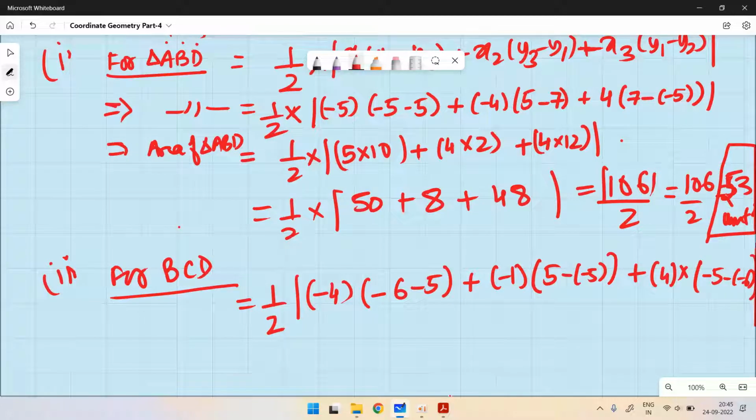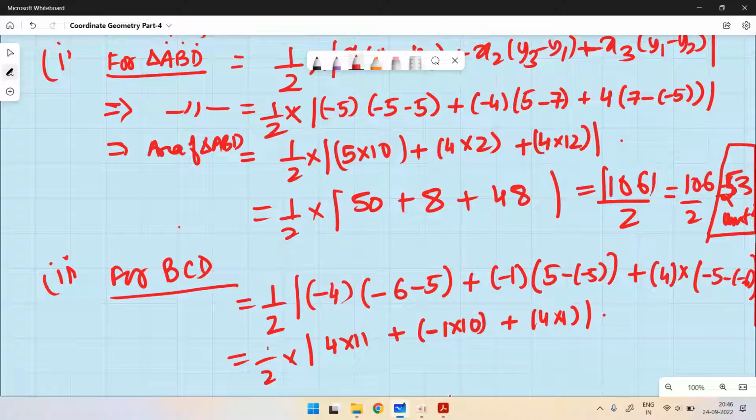Complete mod. This is half into minus 11 times minus 4. Minus becomes plus, so this is 4 into 11. Ultimately this is 4 into 11 plus 5 minus of minus 5, which is 5 plus 5, 10, so this will be minus 1 into 10. And this is plus, minus 5 and plus 6, which is 1, so 4 into 1.